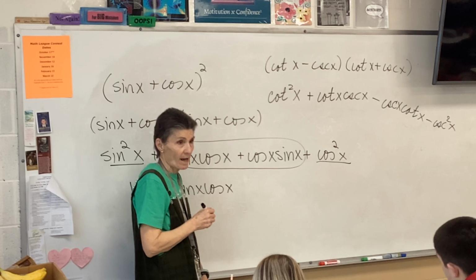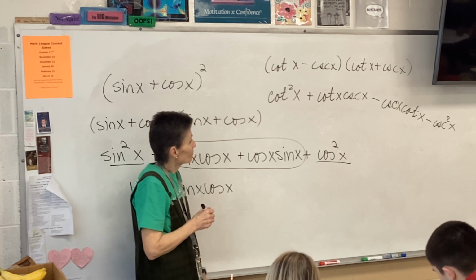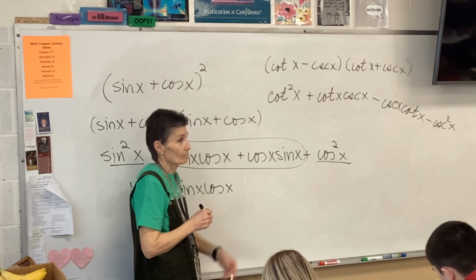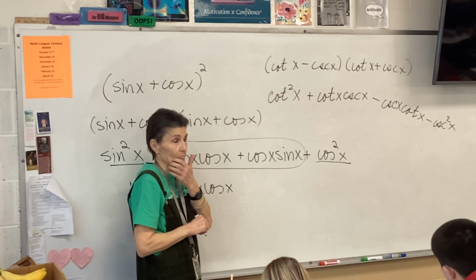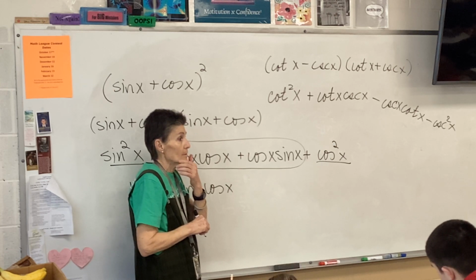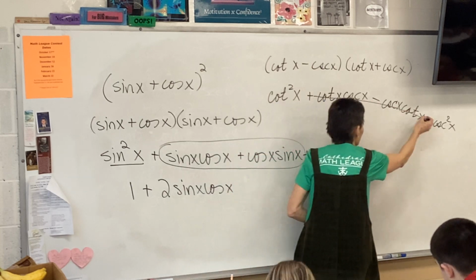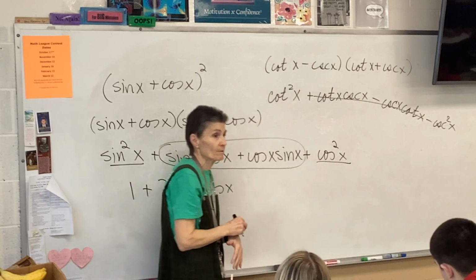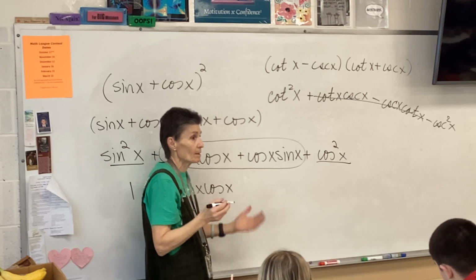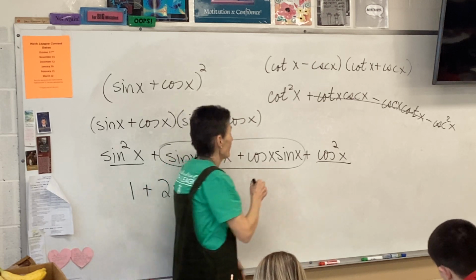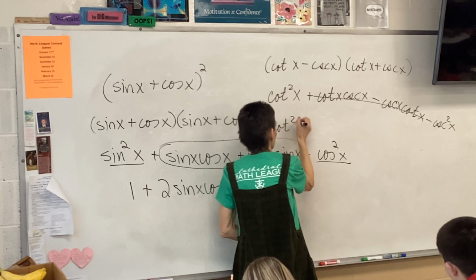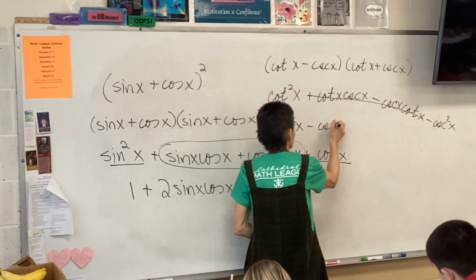Notice anything about that? The middle two are the same, aren't they? Except one's positive and one's negative. So this time, instead of adding them together, well, I'll add them together, but they'll cancel out. So I'm left with cotangent squared minus cosecant squared.